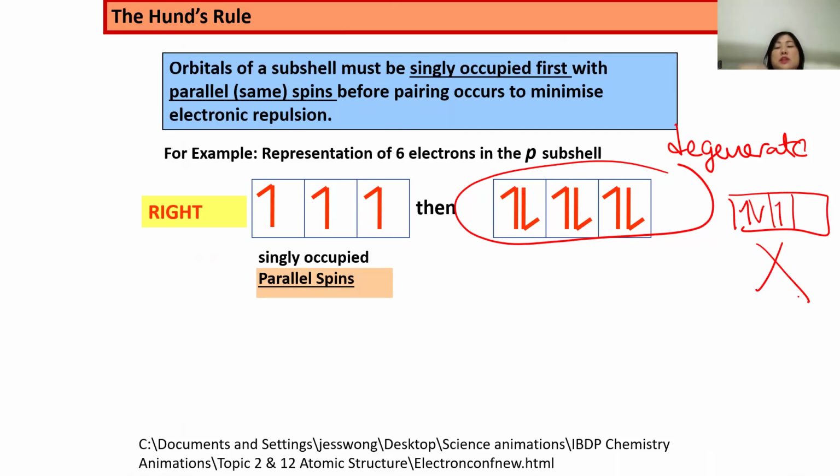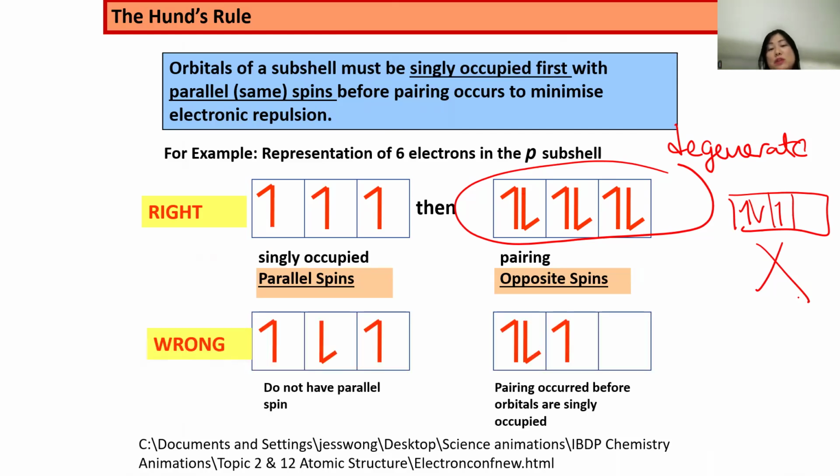Wrong. Understand? Because I must fill singly first before pairing. The reason is that these arrows represent electrons, and electrons of the same spin charge repel each other. They do not actually like to be together. So as much as possible, you put them in singly first, then you pair them up, because the moment you pair, of course, they bring about some electronic repulsion. And also it must be of the same spin. So you cannot have one up, one down, one up kind of case like over here.